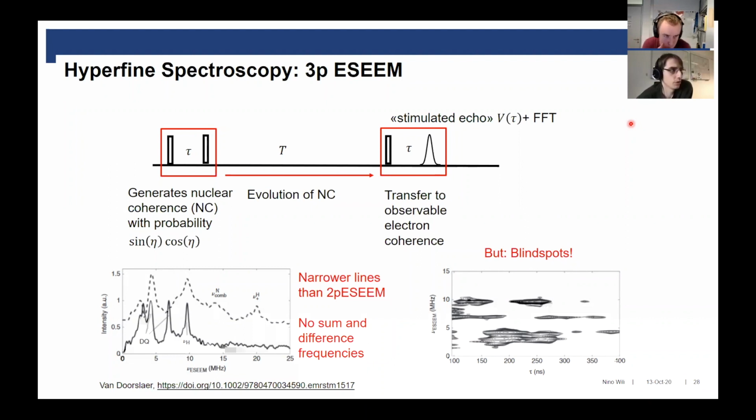A question from Thomas Schmidt. Is there a difference in distance, proton-electron distance dependence, or proton population for the 2-pulse and 3-pulse ESEEMs?